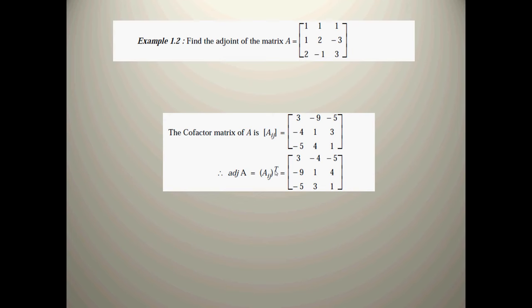Then adjoint A is this matrix transpose, so the rows and columns will get interchanged. 3 minus 1 minus 5 is the first row, therefore the transpose will have 3 minus 1 minus 5 as the first column. Minus 4 1 3 as the second row will become the second column. Minus 5 4 1 is the third row, here it will be the third column. Therefore the adjoint of the matrix A is the transpose of the cofactor matrix, and the final adjoint of the matrix is 3 minus 4 minus 5, minus 1 1 4, minus 5 3 1.